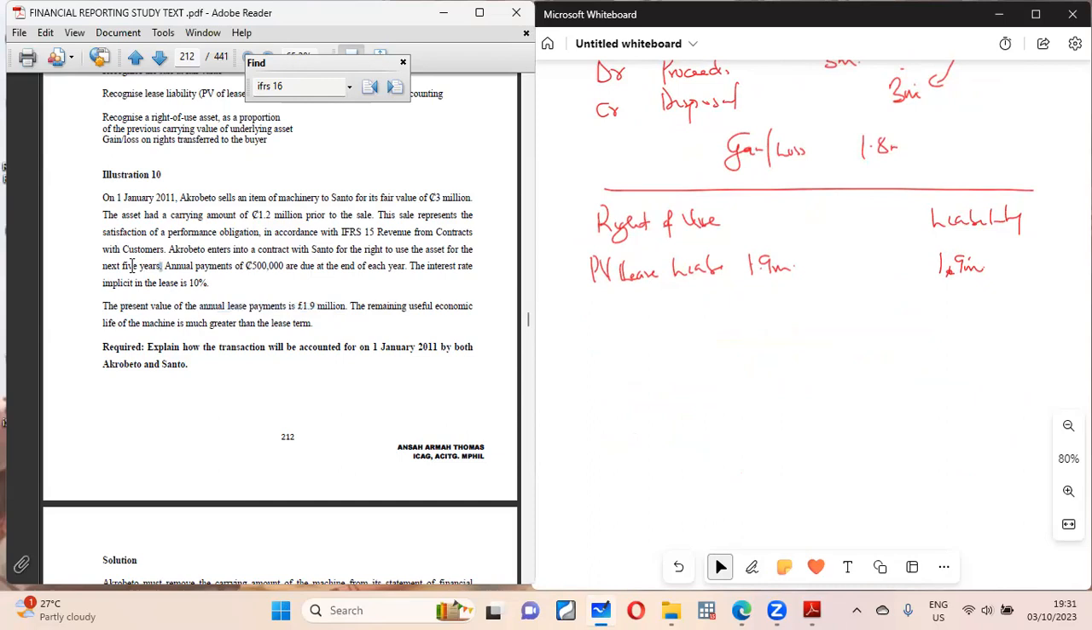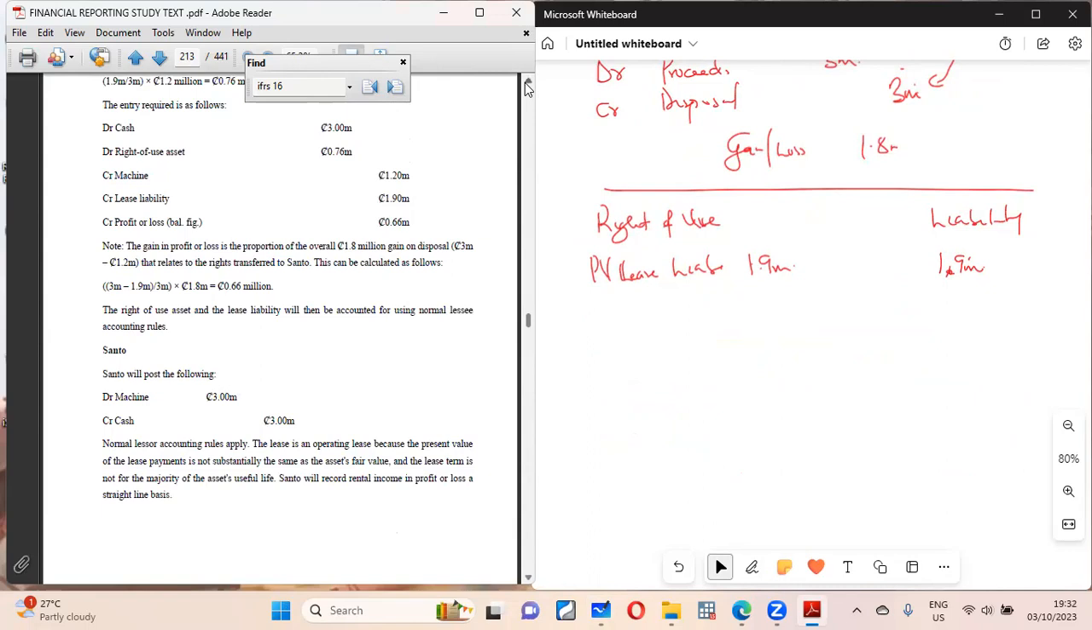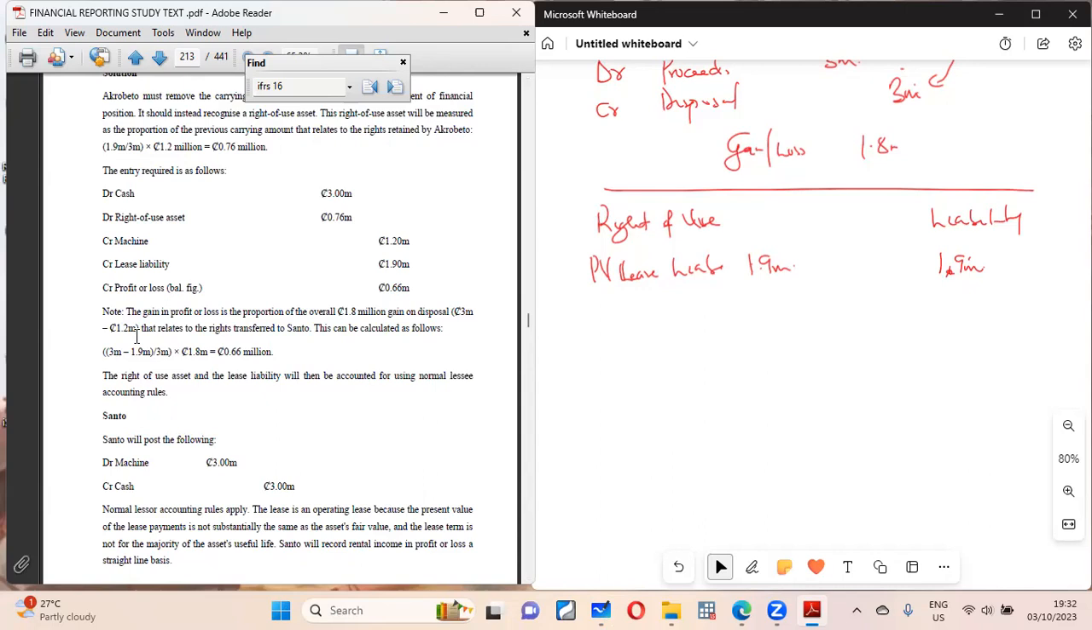Then your lease implicit rate for your table is also what? 10%. So this is it. You do your 10%, and that is what you see here. So we will do our gain. The gain is what you people showed me here. So we are good. Now, how do we do the lease table for this one?